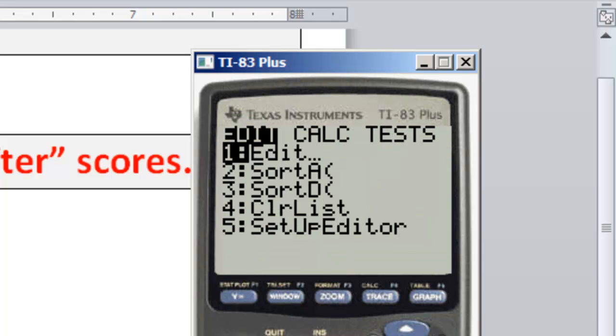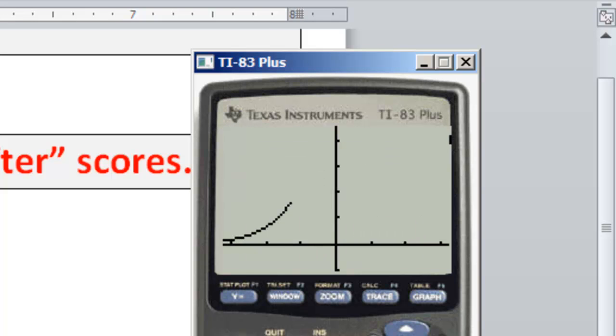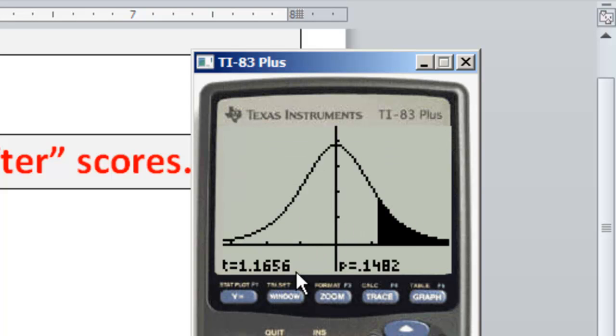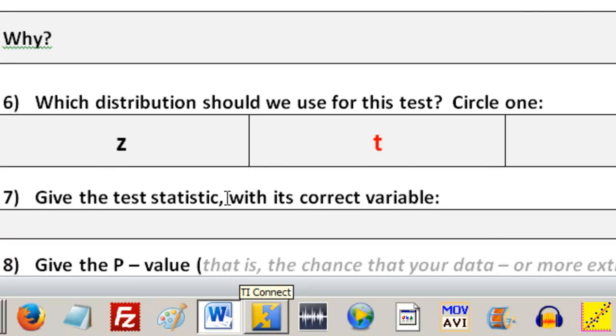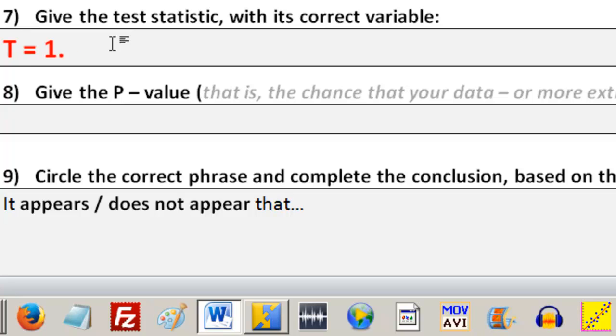Stat, tests, t-test. We have data. It is in L3. We are testing against an average of 0 for sure, and we're going to see if we are greater than. We're going to go ahead and draw it because I think you guys like that. All right. Okay, it's not significant. We got a test statistic of about 1.17 with a p-value of about 15%. So your T is going to be about 1.17 standard deviations, which again, we knew that's above 0, but it's not significantly above 0, which is indicated by the big p-value of about 15%.